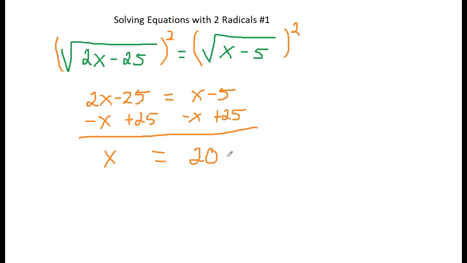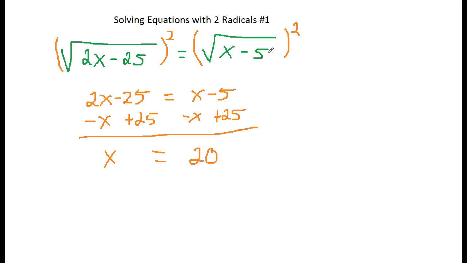Well, plug it in. 2 times 20 is 40. 40 take away 25 is 15. So I have square root of 15 on one side. And then 20 minus 5 is 15. Square root of 15 on the other. So it checks. So that's how you can do it.